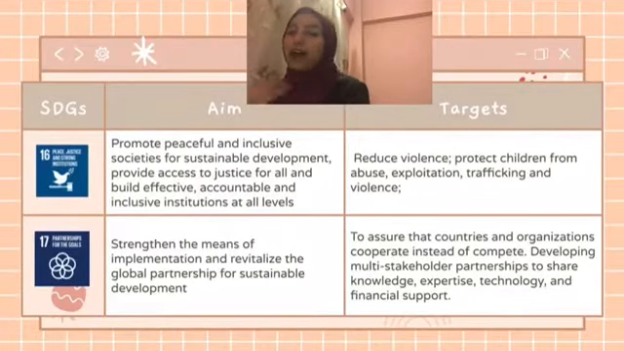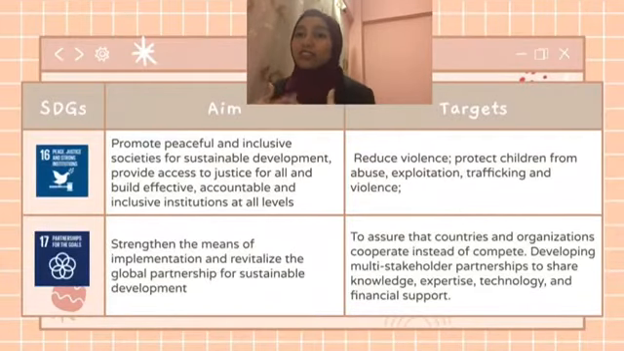And how are UN going to do that? It is by looking at their target, which is to reduce violence, protect children from abuse, exploitation, trafficking, and violence. So last but not least is the partnership for the goals. Of course, this is important because if you want to achieve something, we need to have partnerships from other people, also to have monetary help as well.